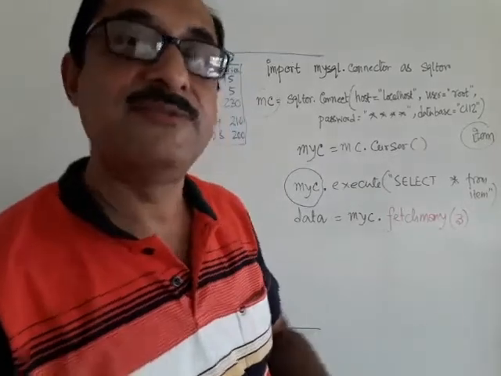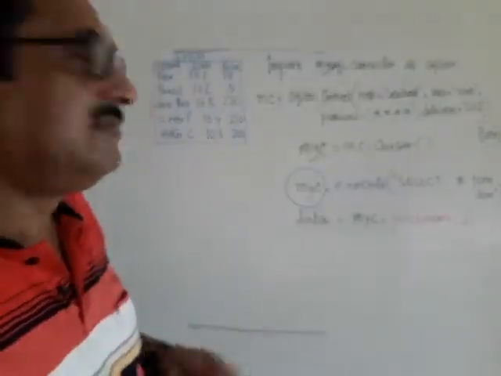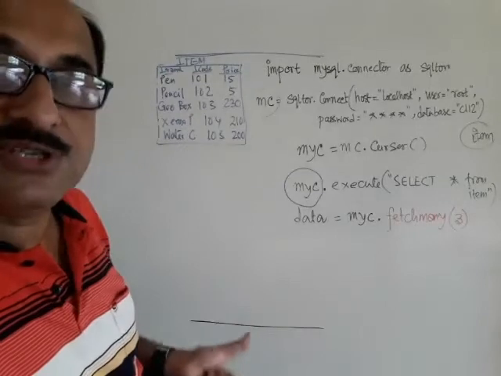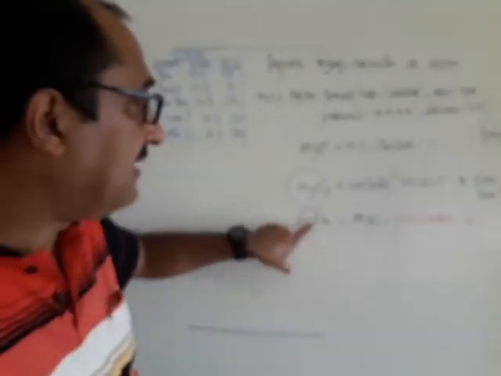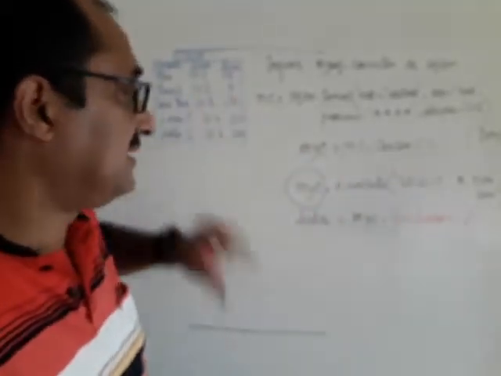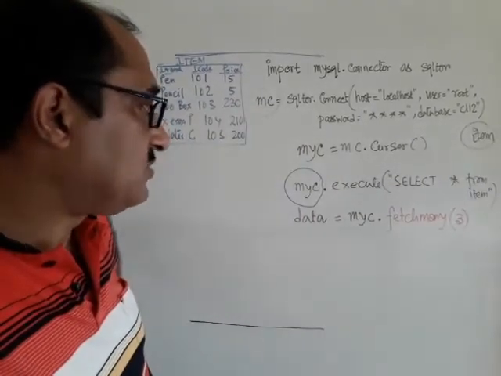Nothing will happen. It will fetch as many as it has. The limit is 5, so 5 rows it will show you. That means they will be there as a part of data. I mean, in the data list, there will be 5 tuples in that case. So that is one thing.